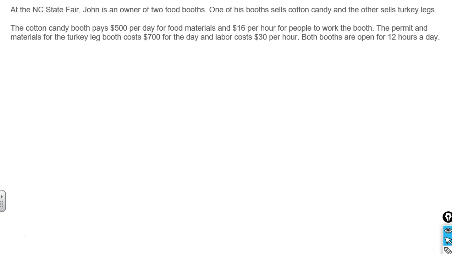At the North Carolina State Fair, John is an owner of 2 food booths. One of his booths sells cotton candy and the other sells turkey legs. The cotton candy booth pays $500 per day for food materials and $16 per hour for people to work the booth. The permit and materials for the turkey leg booth costs $700 per day and the labor costs $30 per hour. Both booths are open for 12 hours a day.